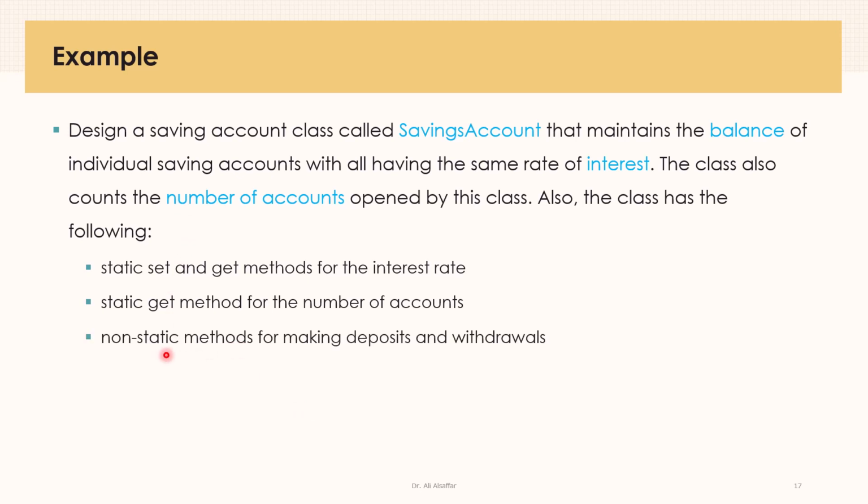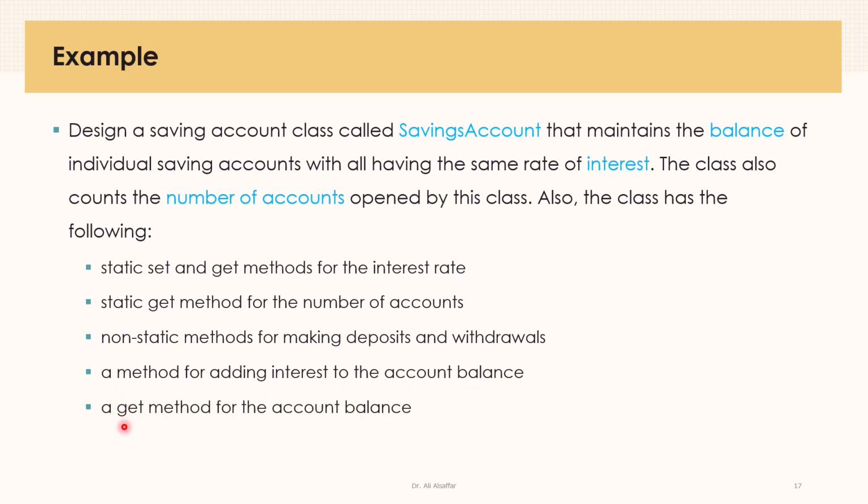Also, we are going to define two non-static methods, one for making a deposit and the other for making a withdrawal. Deposit will affect balance by adding an amount to balance, and withdraw will affect balance by deducting an amount from balance. Balance is defined as an instance variable, so it can be accessed only by a non-static method. And this is an example of non-static methods accessing a non-static variable. Also, we need to define a method for adding interest to the account balance.